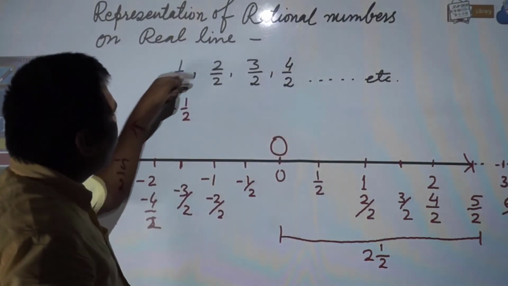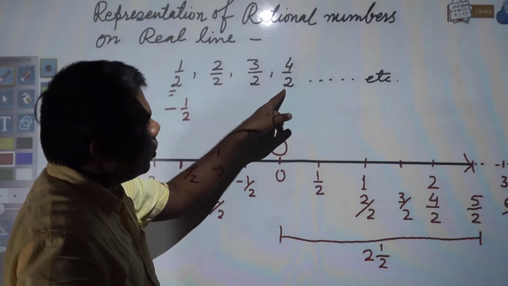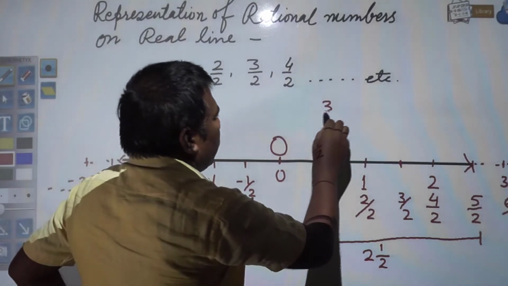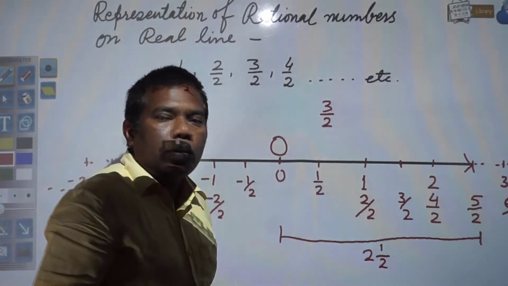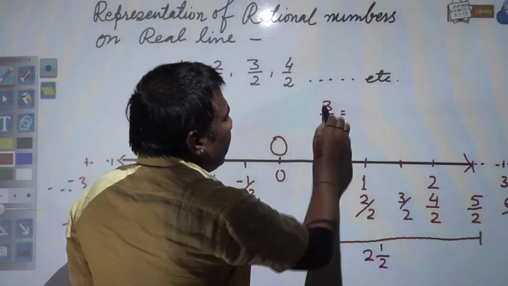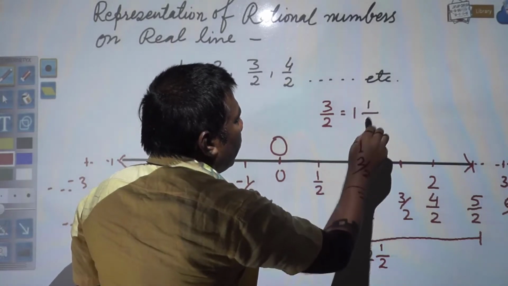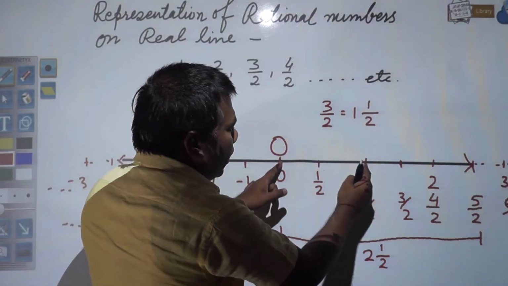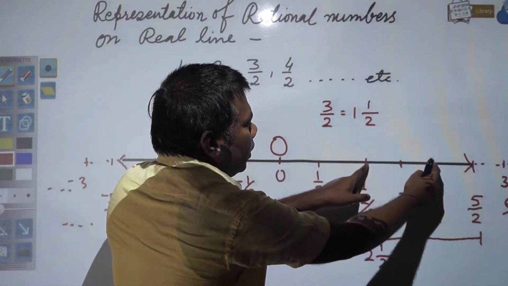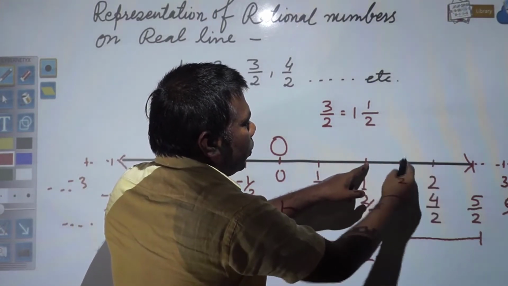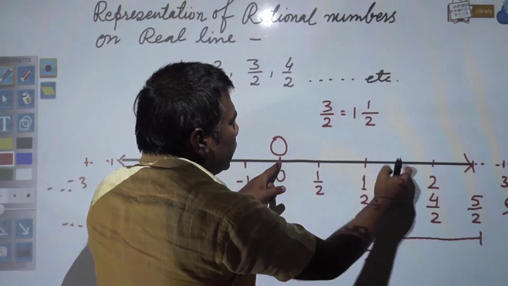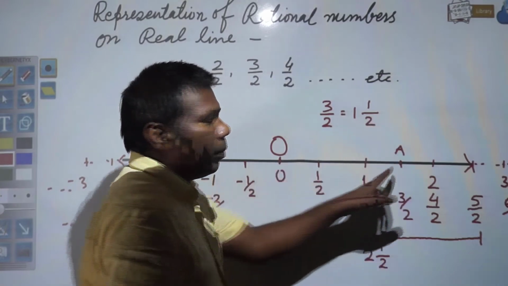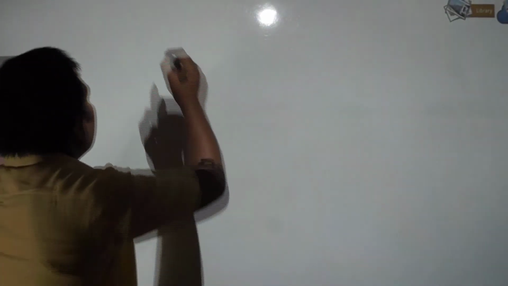Either 1 by 2, 2 by 2, 3 by 2, 4 by 2, or you can represent directly. Suppose you need to represent 3 by 2. What do you need to do? 3 by 2 means 1 whole and 1 by 2. So you take 1 whole, and the next portion is required to be divided into half, so that this OA will become 1 whole 1 by 2. Okay, next we will see.